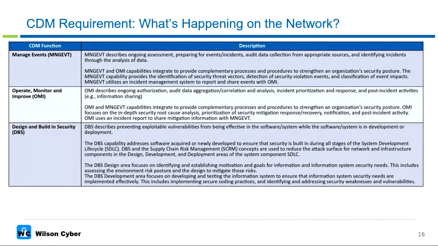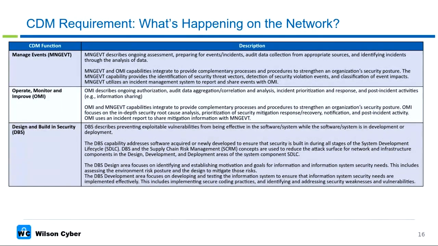Manage event and OMI, operate, monitor, improve, integrate to provide complementary processes and procedures to strengthen organization's security posture. The manage event capability provides the identification of security threat vectors, detection of security violation events, classification of event impacts. Manage event utilizes an incident management system to report and share events with operate, monitor, and improve. So we have to identify the events first before we can operate, monitor, and improve.